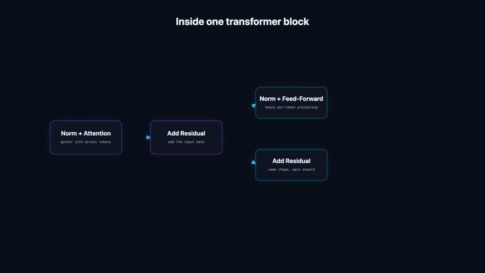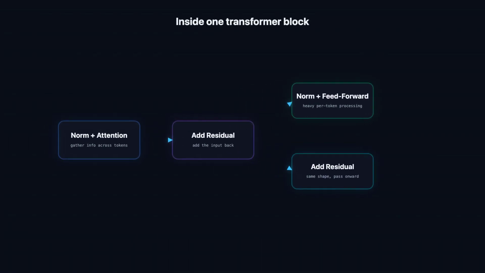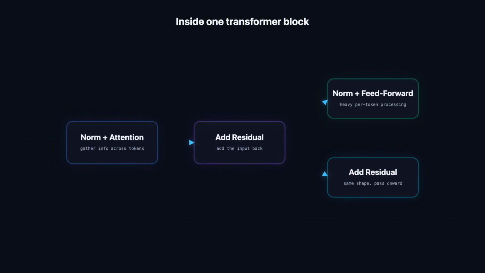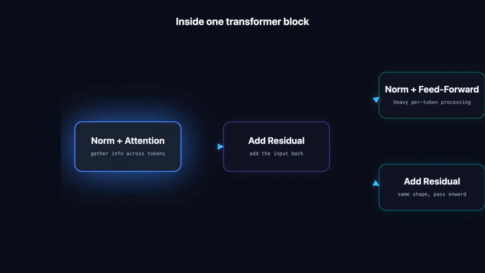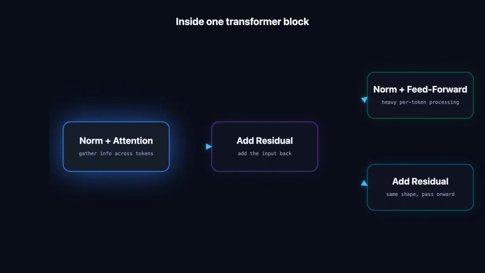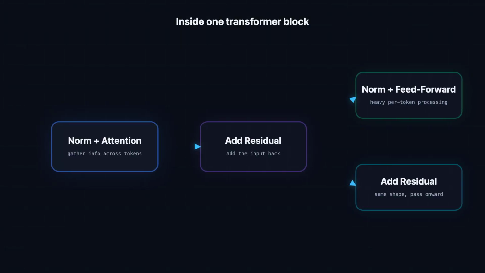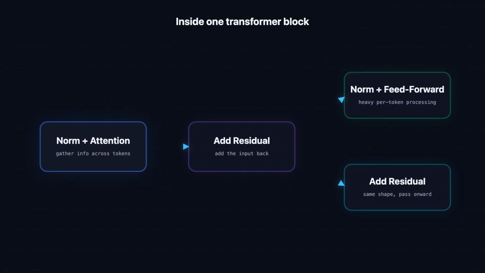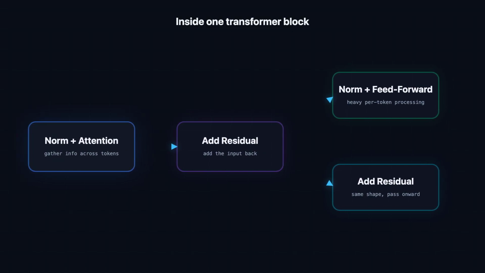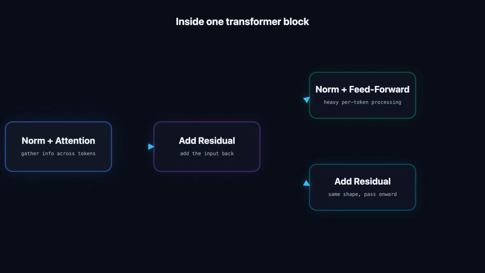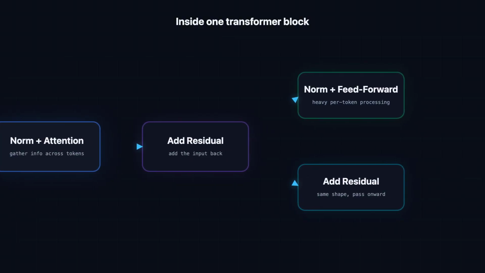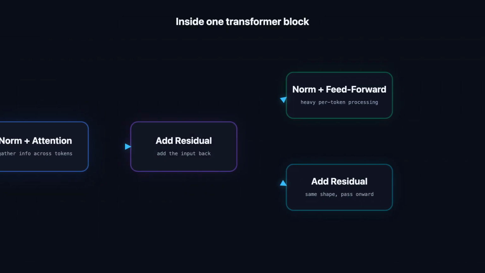Inside a single block, the data flows through a fixed, elegant sequence of steps. Follow it one stage at a time. Start by normalizing the input, then running multi-head self-attention. This is where every token gathers relevant information from all the others, mixing context across the sequence so that each position sees exactly what it needs from the rest.